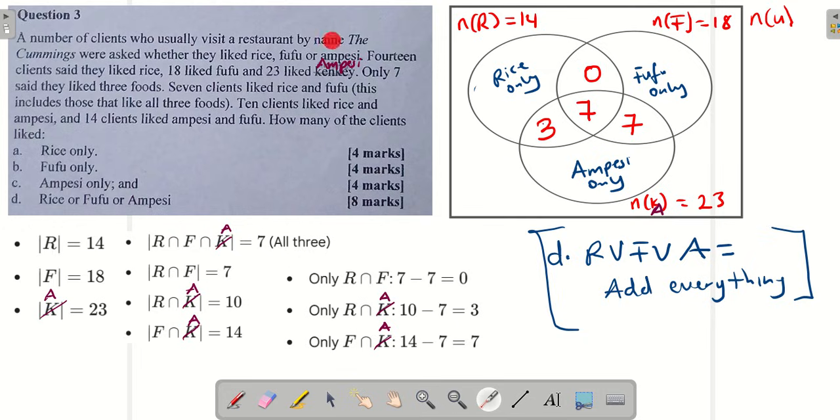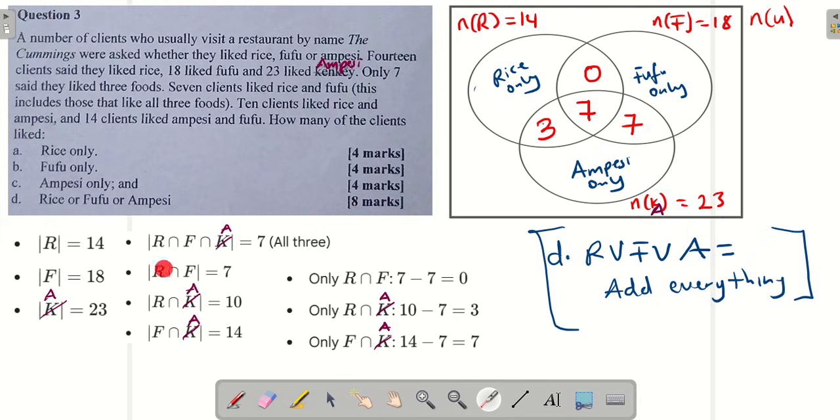So we can just model it. Rice was given as 14, fufu as 18. Then instead of kinky, it was ampisi. So ampisi was 23. I just put them in bars to mean that these values cannot be negative. When we talk of number, it cannot be negative. It has to be absolute. Now, the intersection of all the 3 was 7.